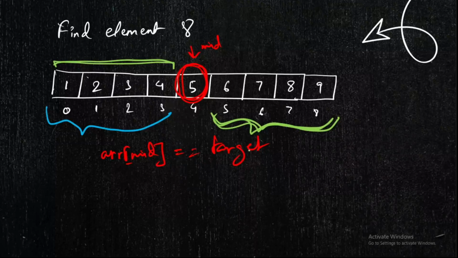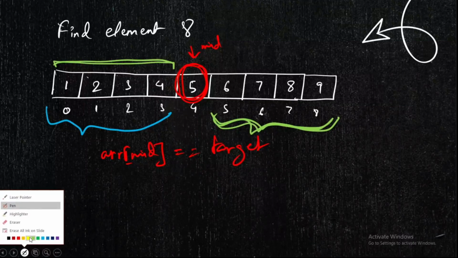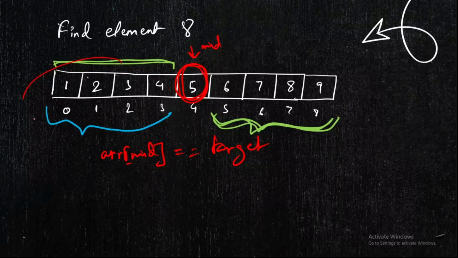Okay, Ritaja? Yes, yes. So after this, we can omit one of the sides. So we decided to omit this one because this whole side is useless to us right now. It is completely useless to us because we know our target element cannot be present in this side. So we proceed with this side.